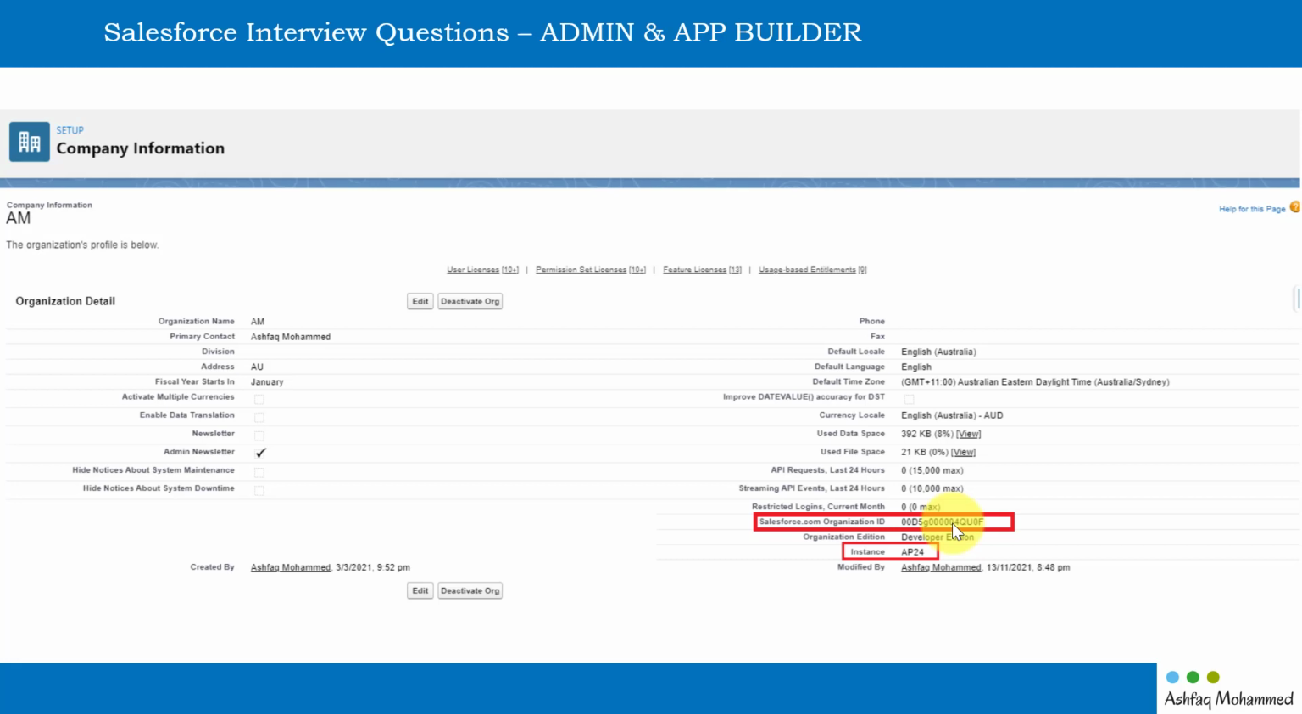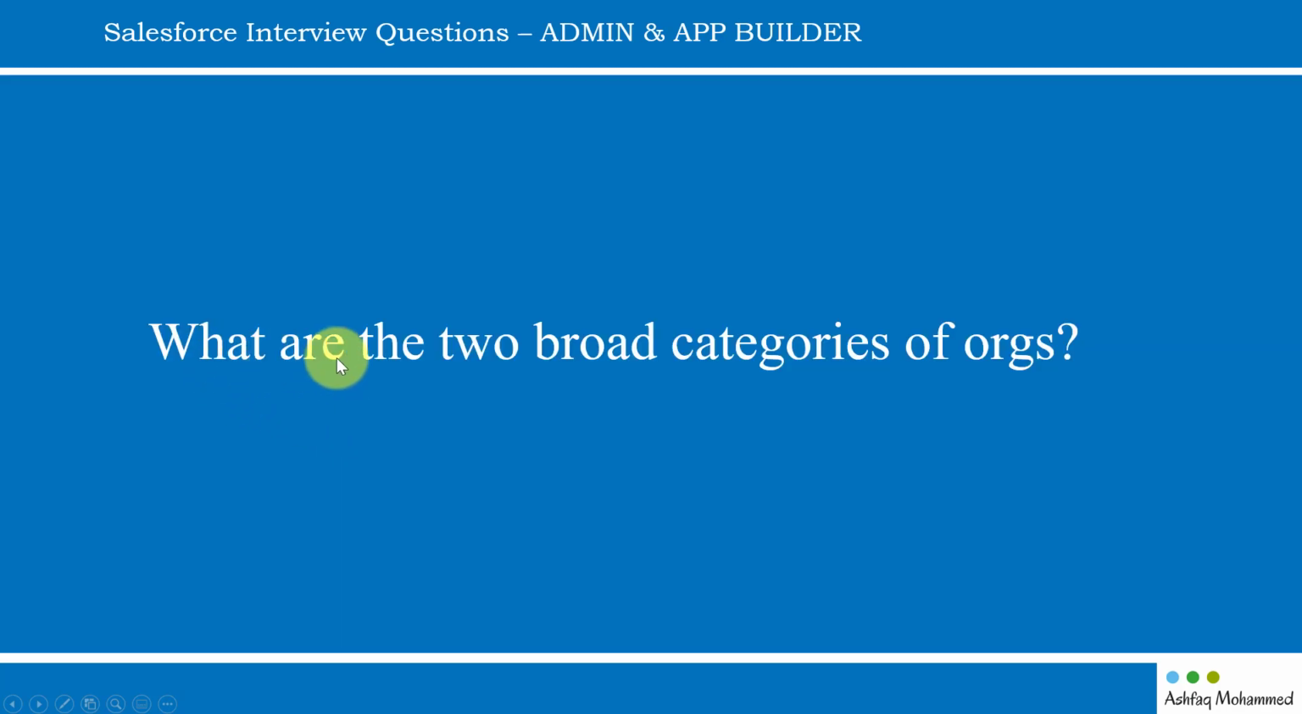So the very first thing they will ask is your org ID, right? If you provide this org ID, then only they will be able to log in to your orgs from their backend systems. Okay, so the next question is, what are the two broad categories of orgs?